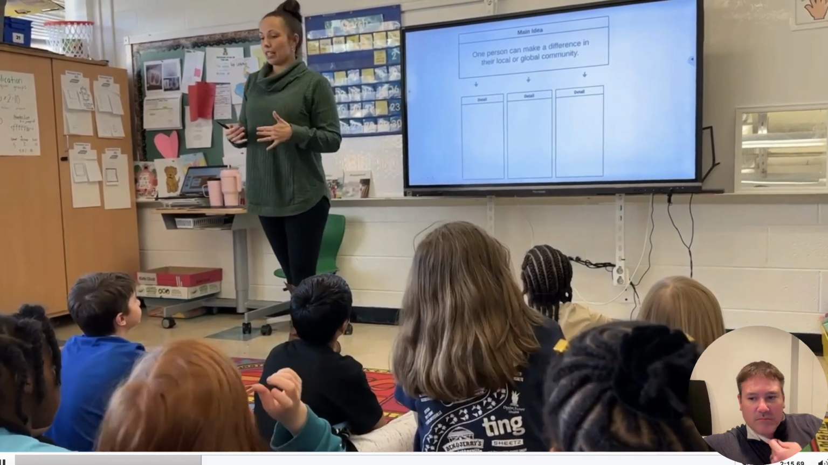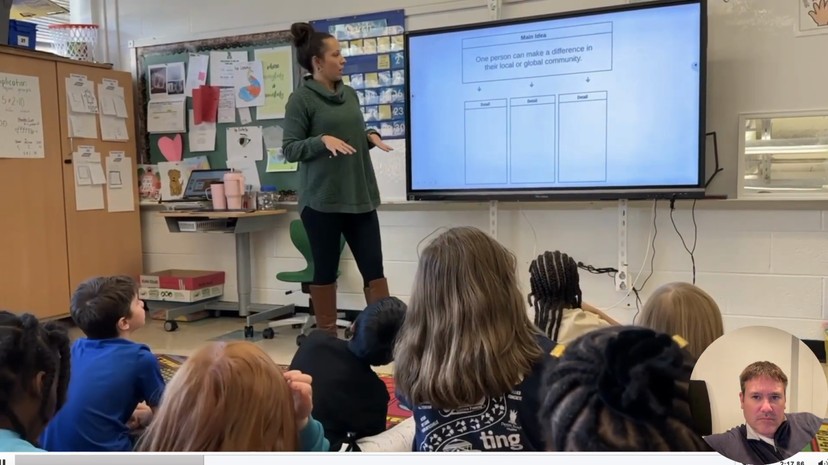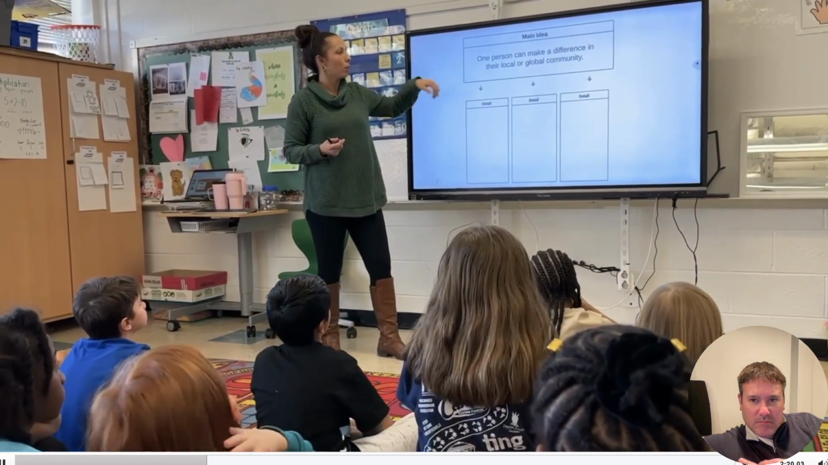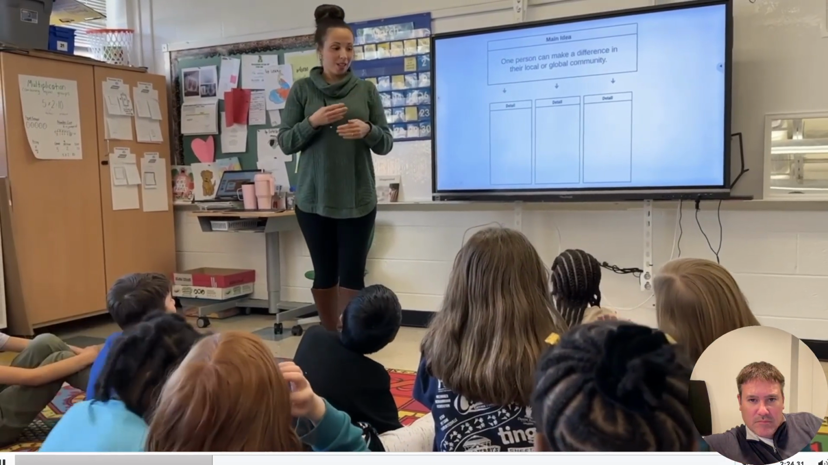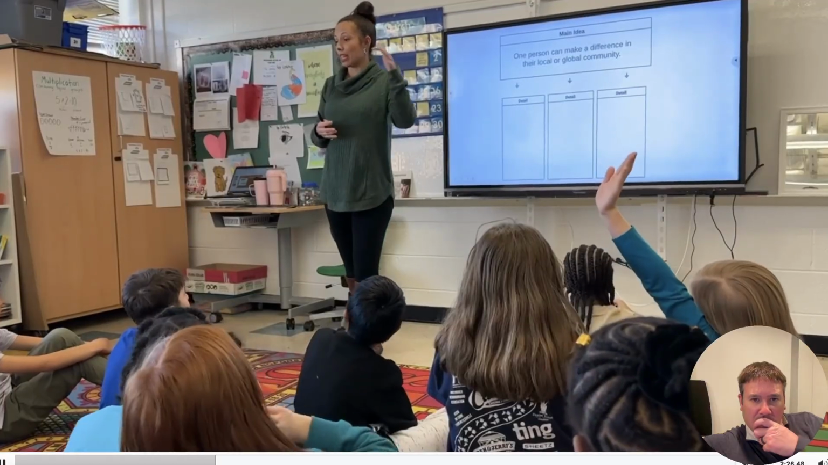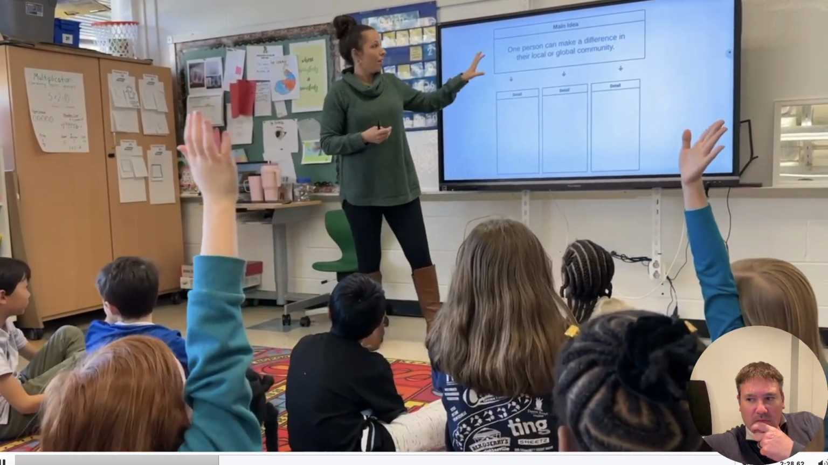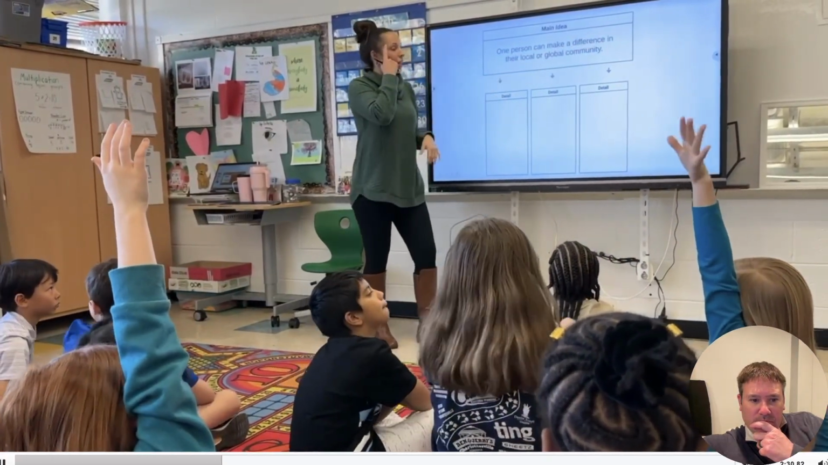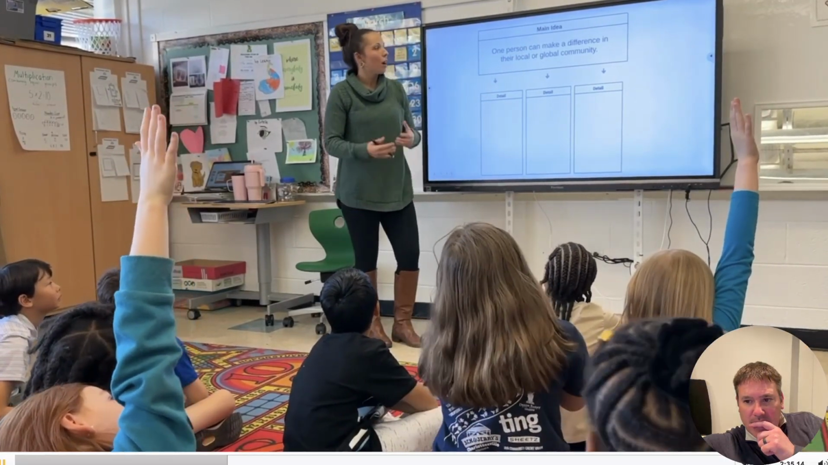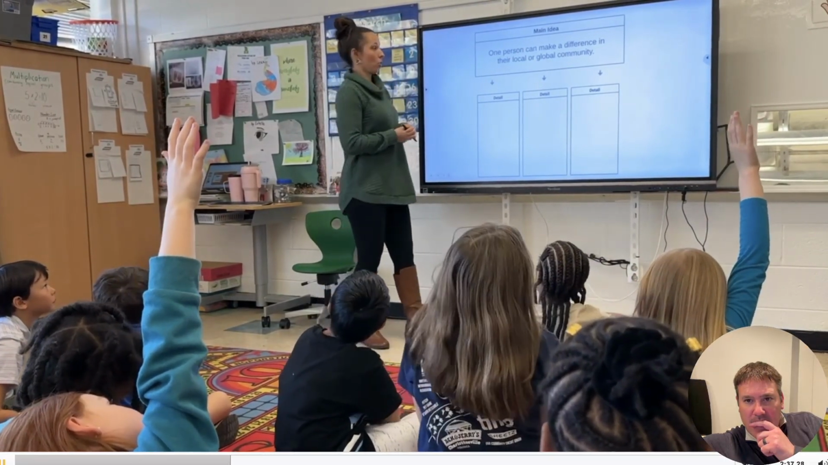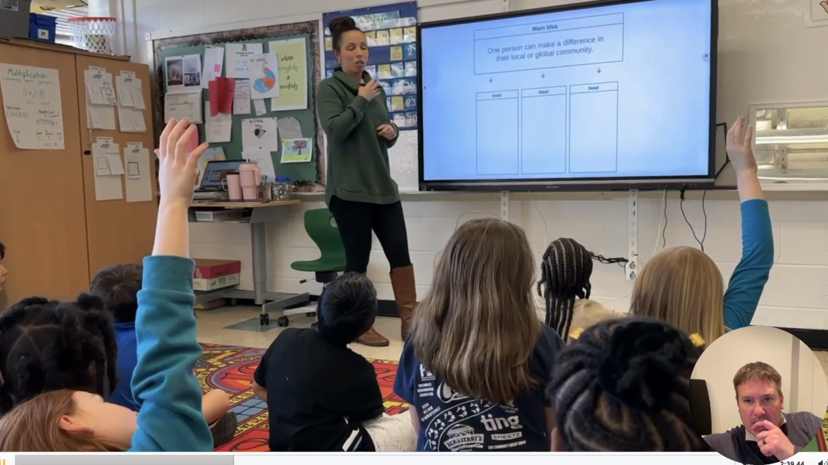Now we're going to look at it differently. So I'm thinking of the main idea. Right now our main idea is one person can make a difference in their local or global community. This reminds us of what we learned in reading the last 3 weeks. This is our main idea. So I need to think about what details support that or prove that one person can make a difference in their local or global community. I'm going to do the first detail.